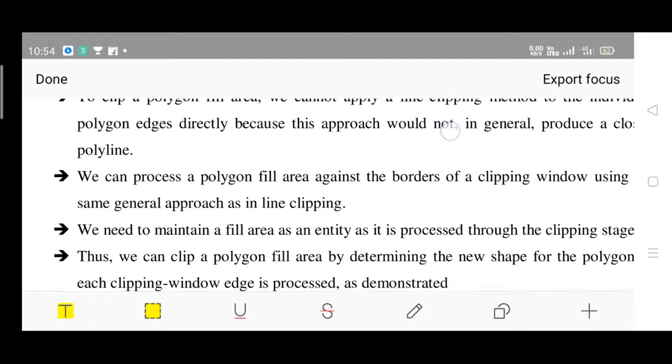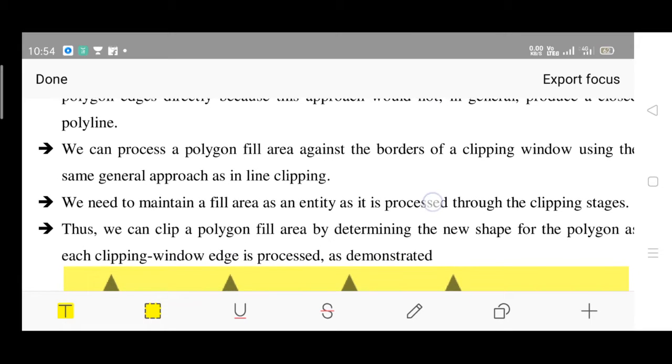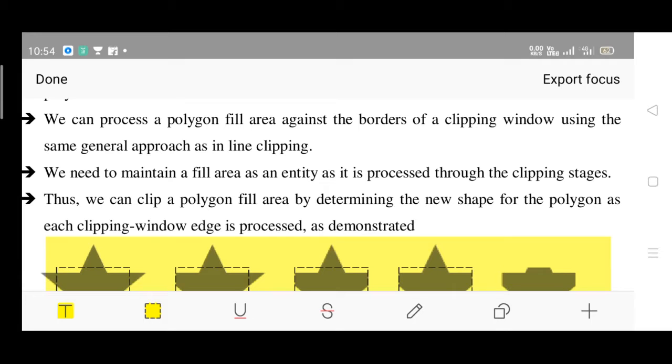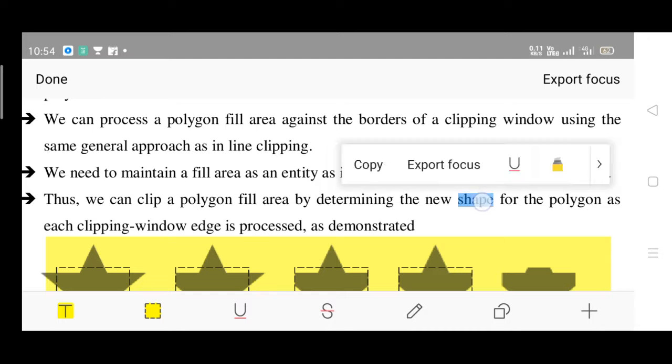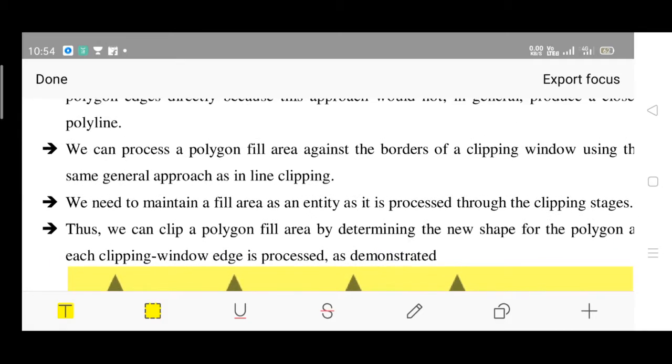We can process a polygon fill area against the borders of the clipping window using the same general approach as we did in line clipping. We need to maintain a fill area as an entity as it is processed through the clipping stages, so let us consider an example to study that. Just go through these points.